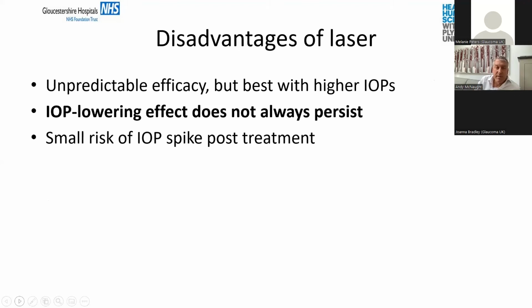Next slide, thanks. Disadvantages, well, it doesn't always work. It works about 70% of the time, and strangely, the higher the pressure before the laser treatment, the better the laser treatment works. It doesn't work very well if the person's pressure is not terribly high. The other problem with it is that it doesn't last that long. It typically lasts for a year or two and then it wears off. Not always, but often. So it's not often a definitive treatment for the glaucoma. It's more often a sort of a temporary measure. And there is a tiny risk in some patients of the pressure shooting up dramatically straight after the laser treatment. So that's a real risk, but it's very rare actually.